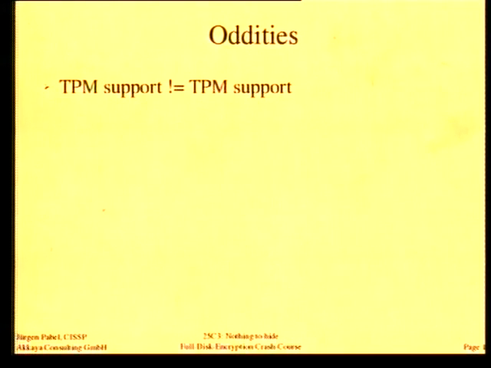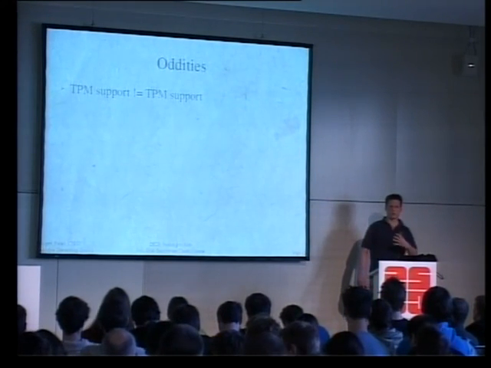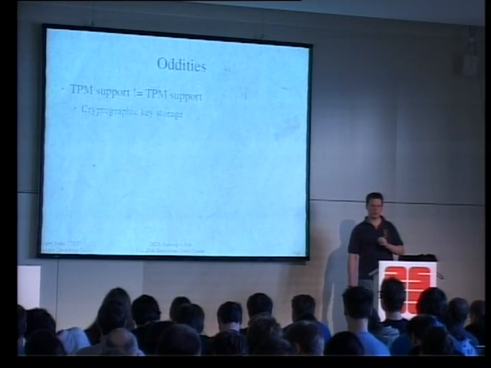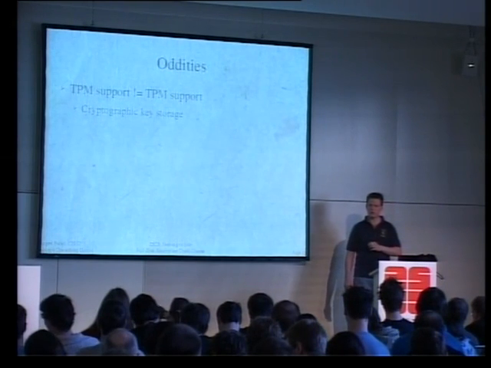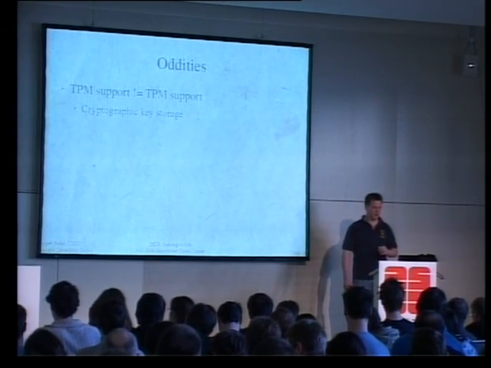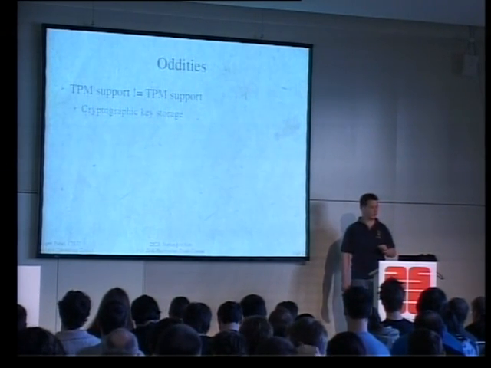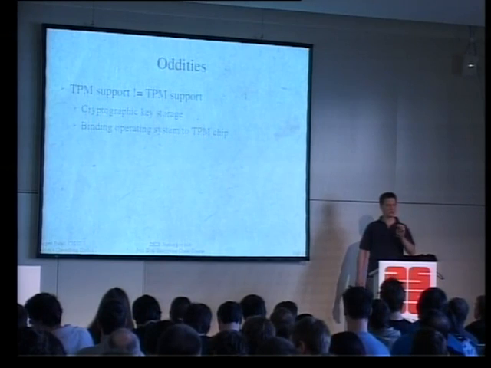Number one is TPM support is not TPM support. TPM modules allow you, or you would expect to use a TPM chip so that you can store your cryptographic key in it. And this is actually the one reason why Windows Vista BitLocker was mentioned: it's the only full disk encryption product out there, at least for Windows, that allows you to store your cryptographic key in the TPM. All the other products have TPM support, but when you ask them, they're using the TPM to bind the operating system to the TPM chip.